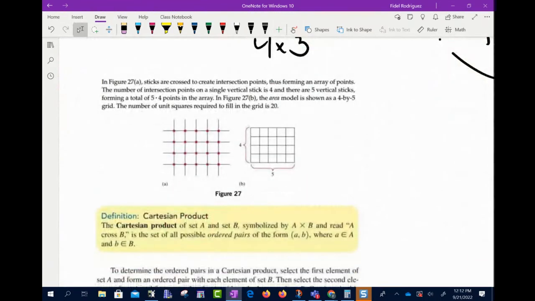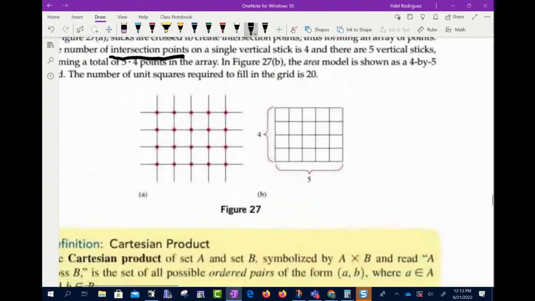So let's see. Another thing we have now are these kind of sticks, and we call them array points. And what we're looking for is the number of intersection points, okay? And so when we look at these things here, we can figure out, how many little dots do we have? How many times do those lines intersect?